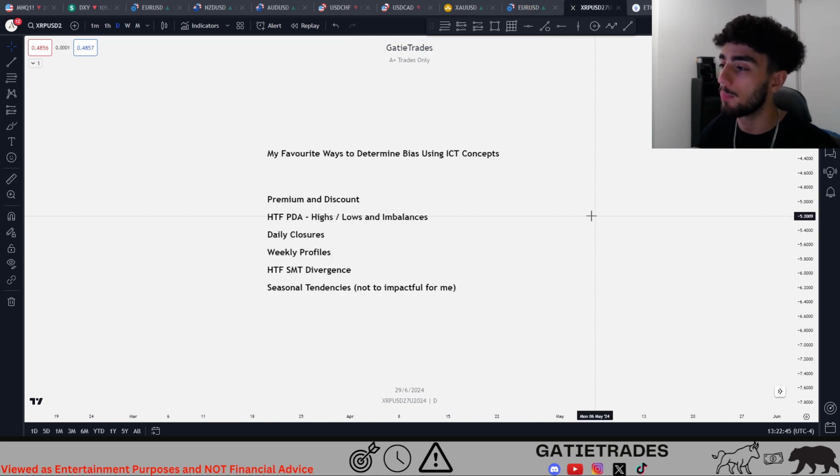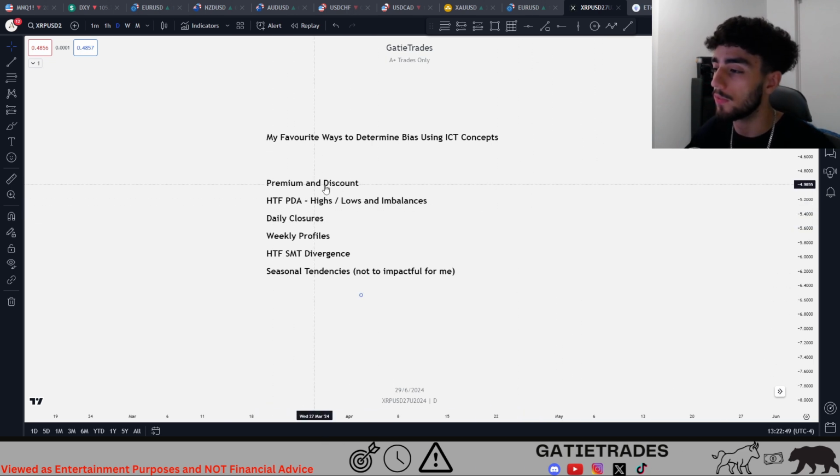Okay, so these are my personal favorite ways to determine bias using ICT concepts. So first one being premium and discount. This is something everyone should implement in their trading, because if you're taking longs in a premium and shorts in a discount, you're going to have lower probability trades.